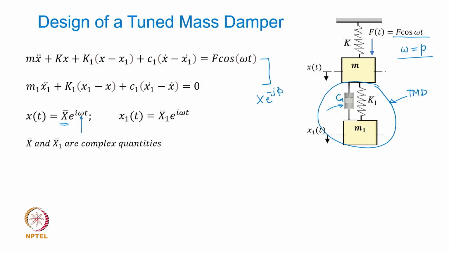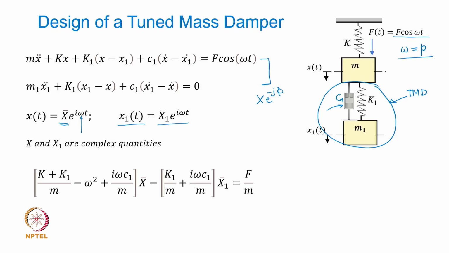a complex quantity. Okay. x1 is the response of the absorber, that is now assumed as x1 bar e to the power j omega t. With these assumed solutions, if you substitute back into these equations, we would get an equation like this. Obviously, because when you take the first and second time derivatives, you will get complex quantities in these equations, unlike in the undamped case.